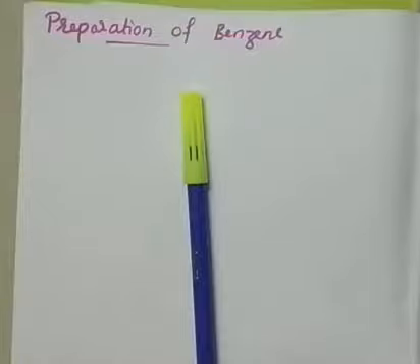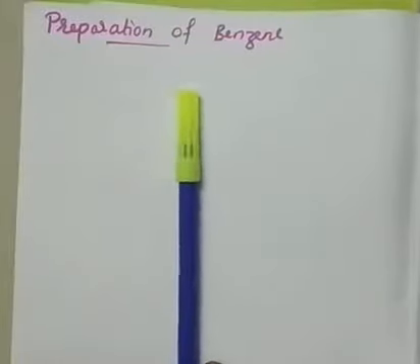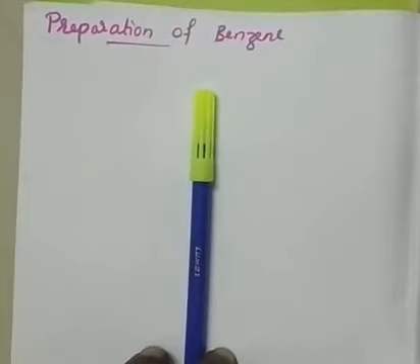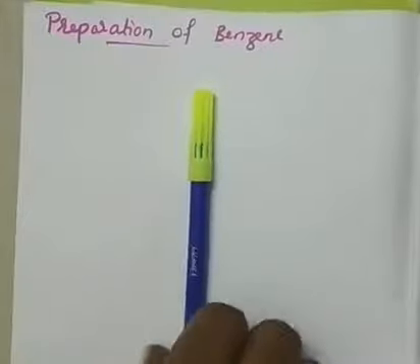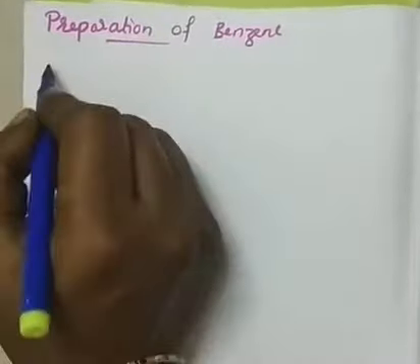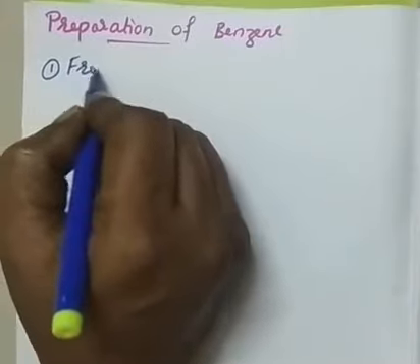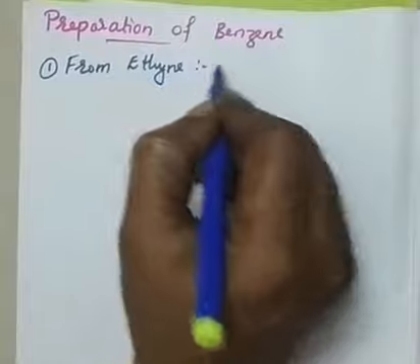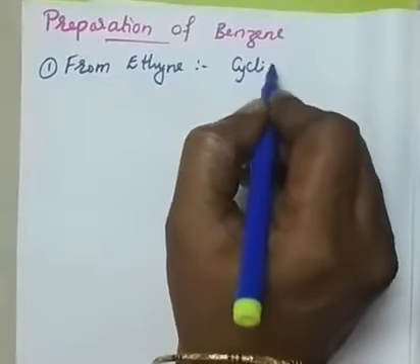Good morning, students. Now let us continue the next topic of aromatic hydrocarbons. We are now discussing preparation of benzene. So how do we prepare this benzene? The first method is from ethyne. Ethyne, that is cyclic polymerization.